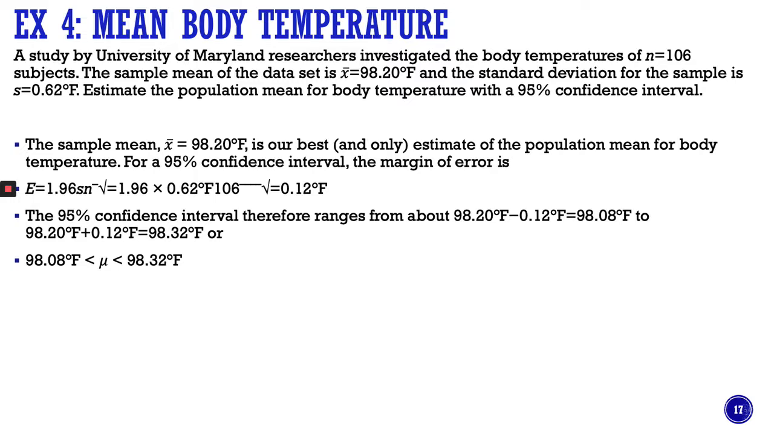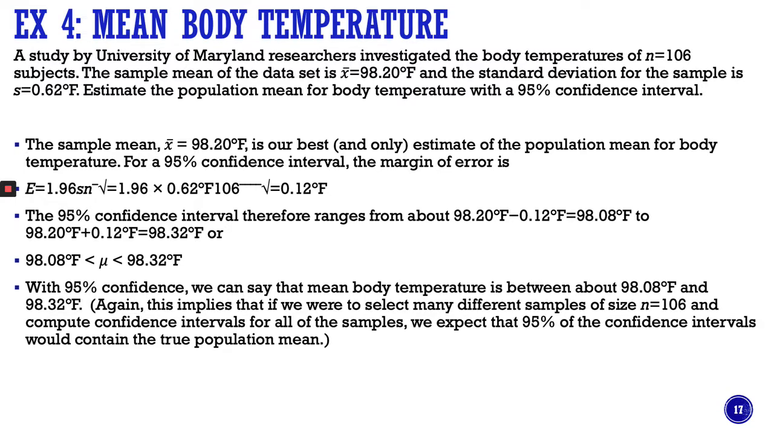Now notice that our sample mean is 98.2. Our regular thing that we expect to be a normal body temperature is 98.6. So with 95% confidence, we say that the mean, or the average body temperature, is between 98.08 and 98.32.